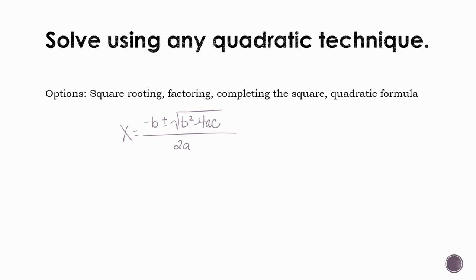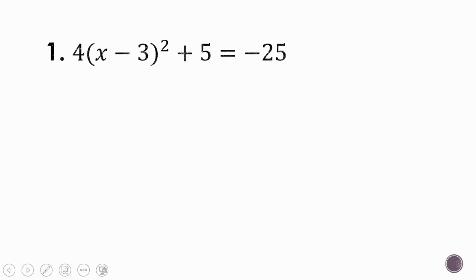Remember, square rooting and factoring are always your first option. Quadratic formula is always your last. So let's solve this real quick. First thing we're going to do is get the expression with the exponent by itself. So I'm going to start by subtracting 5.